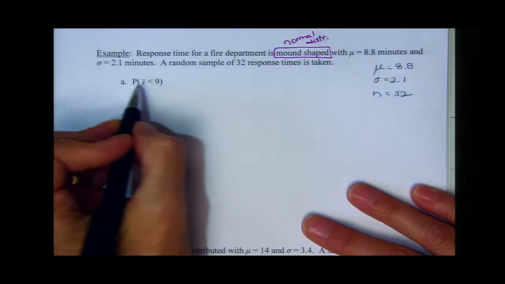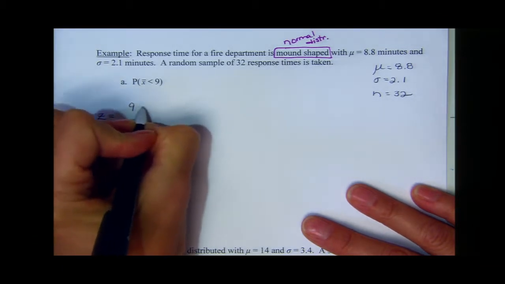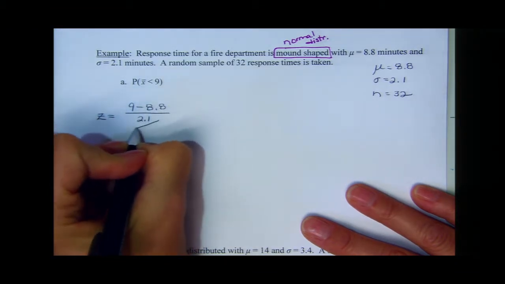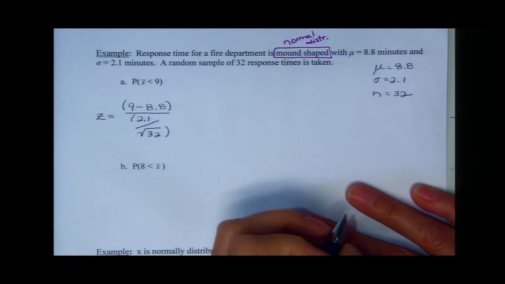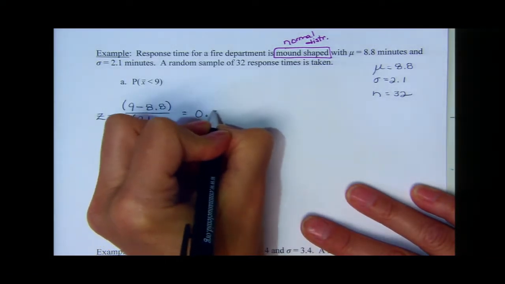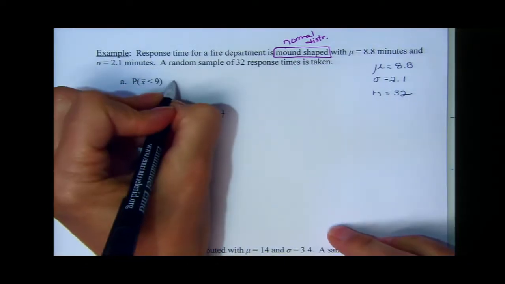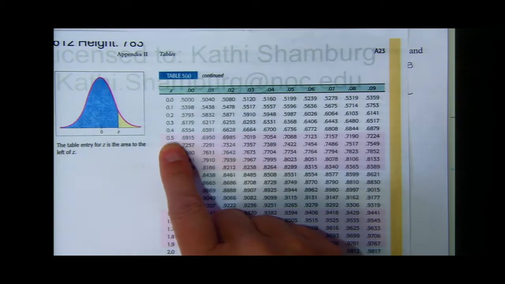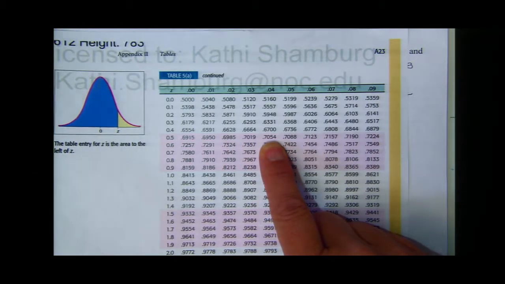So since this is an X bar, when we standardize our Z value, it's going to be X bar 9 minus mu 8.8 divided by sigma 2.1 divided by the square root of n 32. So that plugged into your calculator gives you 0.54. Normal rounding rules to 2 decimal places. So now I need to go to my table. Well, I go, okay, this is a less than, so all I have to do is go to the table and use the number from the table. So 0.54 would be 0.7054.